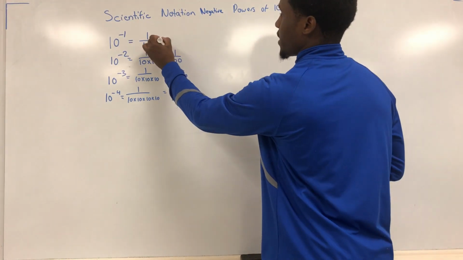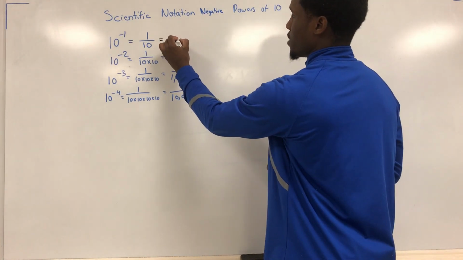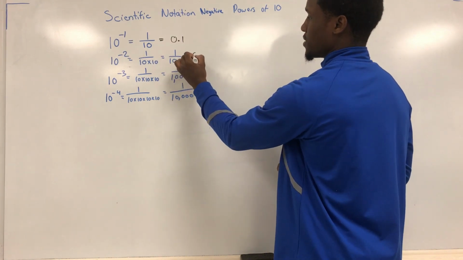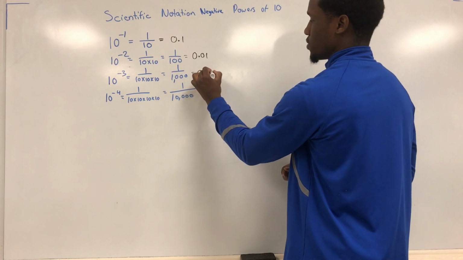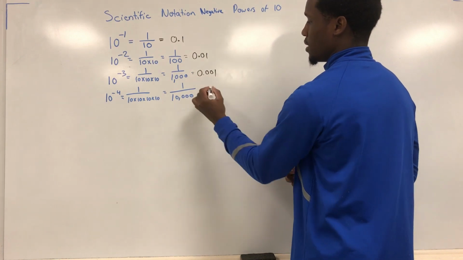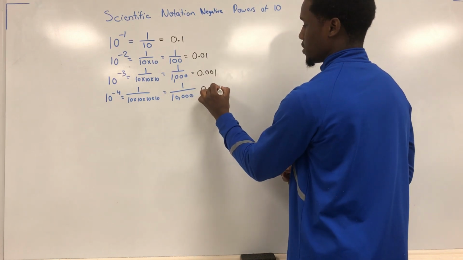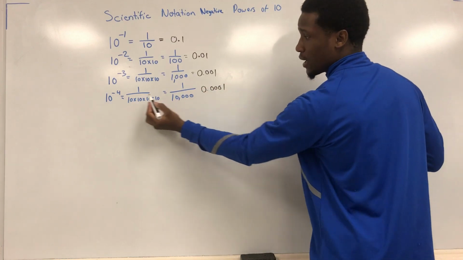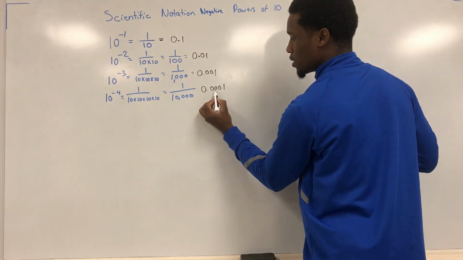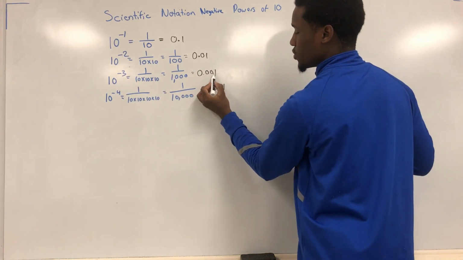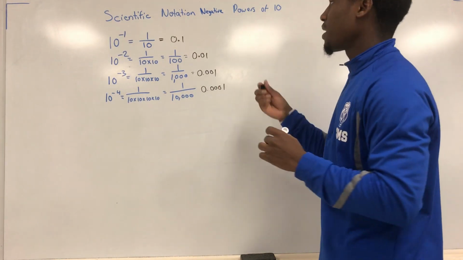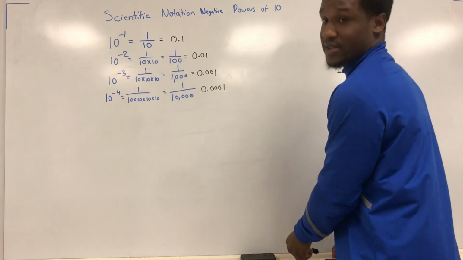Now let me go ahead and write this in black. Here is what the decimal value actually looks like. This is going to be 0.1. This is going to be 0.01, 0.001, and then 0.0001. As you can see, 4 decimal places, 1, 2, 3, 4. 3 decimal places, 1, 2, 3. So just keep that in mind as we go over the rest of these problems.